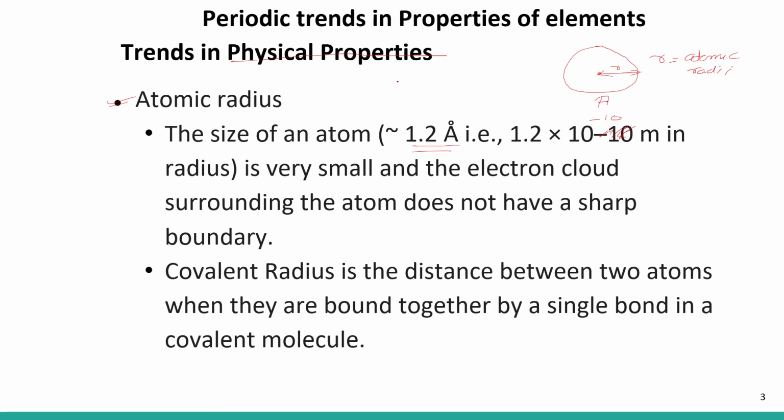Suppose the atom whose atomic radii we have to measure is named A. Then we take a molecule, suppose A2. So this is atom A1, this is atom A2. Now we measure the distance between the centers of both of these atoms. This is called the covalent radius. Now we take half of this and consider it as the atomic radius.